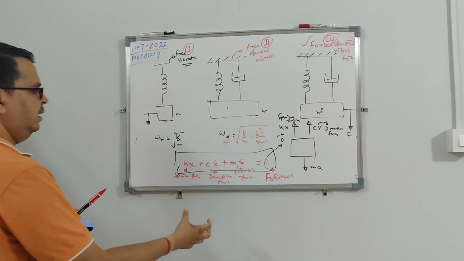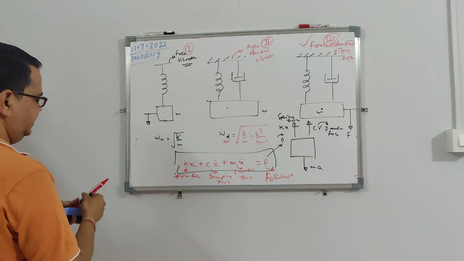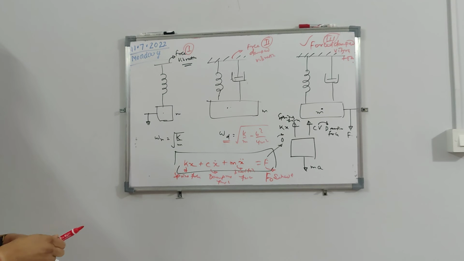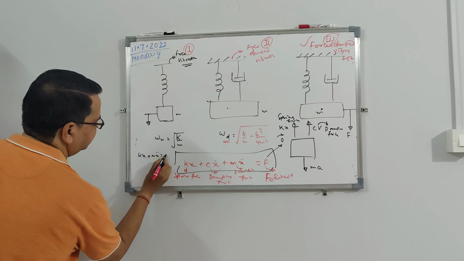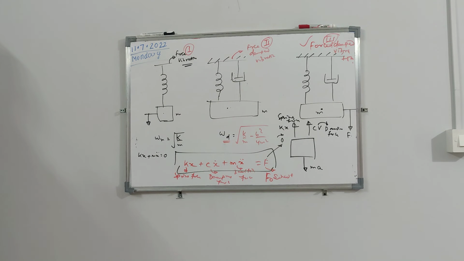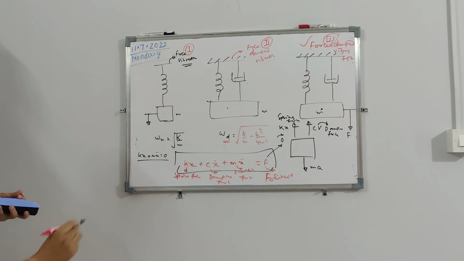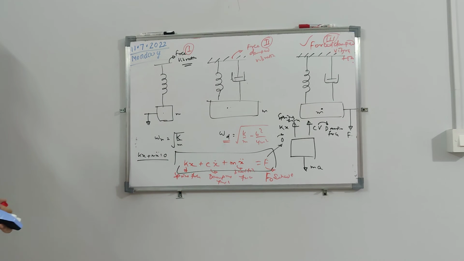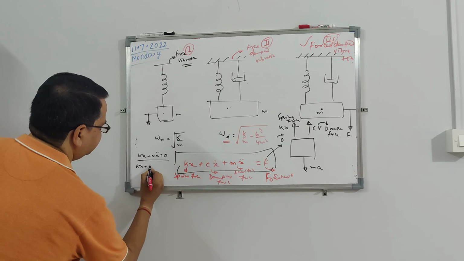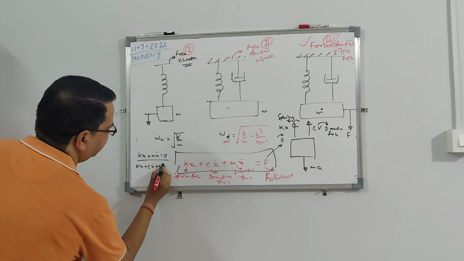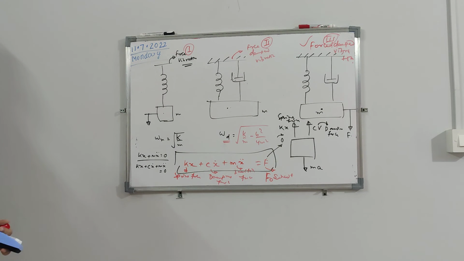When you don't have damping, the equation becomes kx plus m x double dot equal to 0. So this is the equation of free vibration. kx plus m x double dot is equal to 0 is the equation of free vibration. kx plus c x dot plus m x double dot is equal to 0 is the equation for free damped vibration. Free damped, not forced. Free damped.